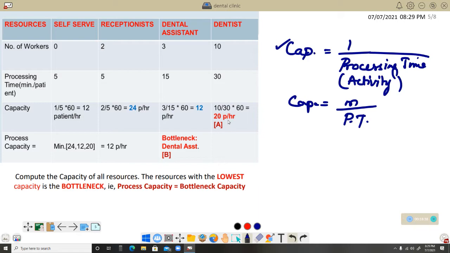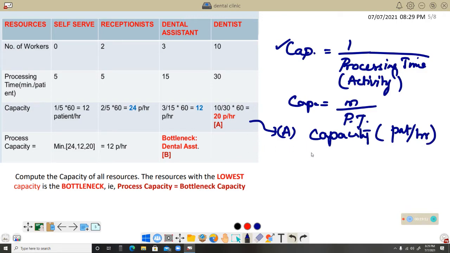This 20 patients per hour, I made it in red color. This is the answer for question number A, which indicates what is the capacity in patients per hour at the resource dentist. This is the capacity. Question number A: Capacity, which means in patients per hour at the resource dentist.